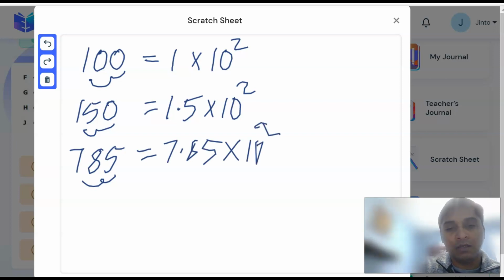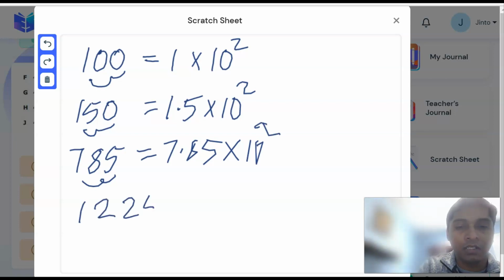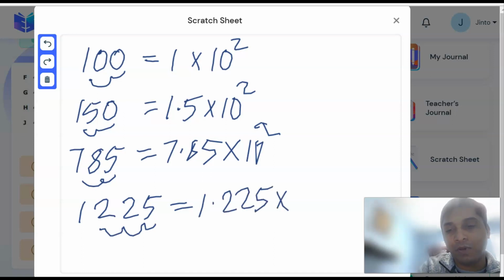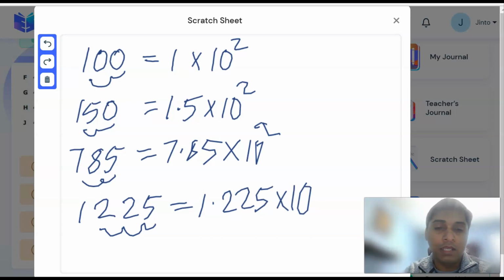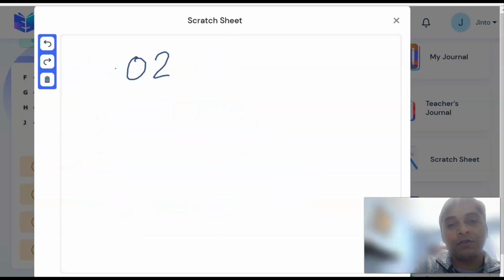Now let's say 1225, so how would you write that? We moved 1 time, 2 times, 3 times, so what you need to do is 1.225 times 10, but this is a thousands place, right? So we have to think about 10 to the power of 3. This is how you write any scientific notation.